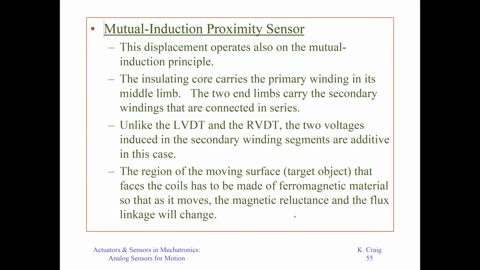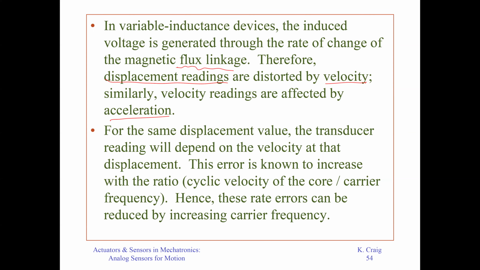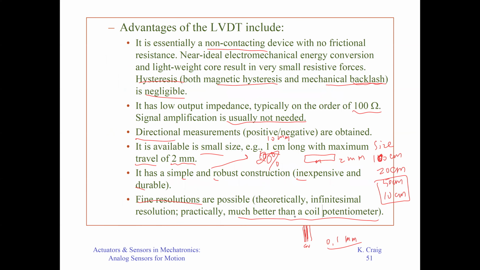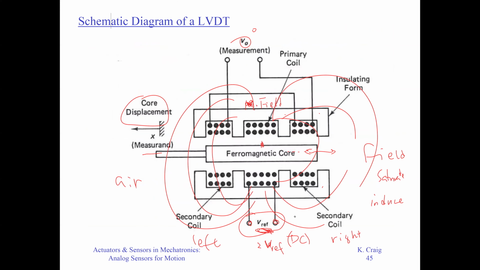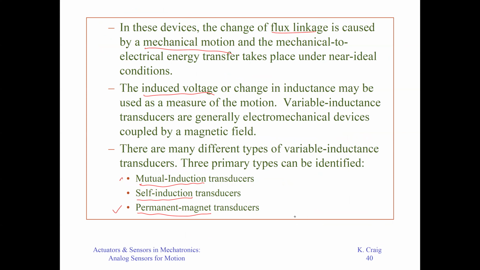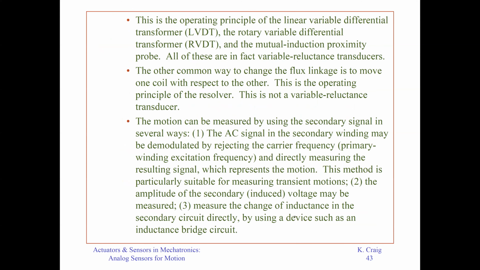So far we did three categories. Let's go back and review it. First is mutual inductance. We just talked about LVDT, RVDT. Next we're going to have examples of self-inductance. Then we talk about permanent magnet.